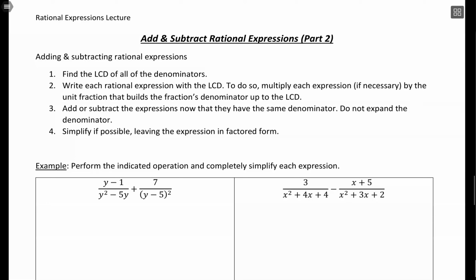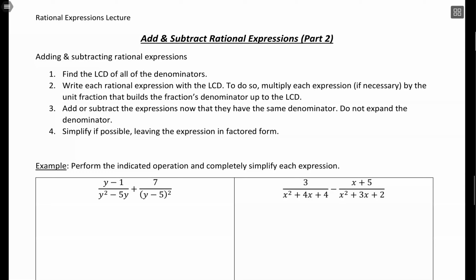So now we're going to add and subtract rational expressions that have unlike denominators. So the first thing we need to do is make them so they do have a common denominator, and then we can add and subtract them. In order to make them have a common denominator, we need to use that least common denominator that we just talked through in that previous video.